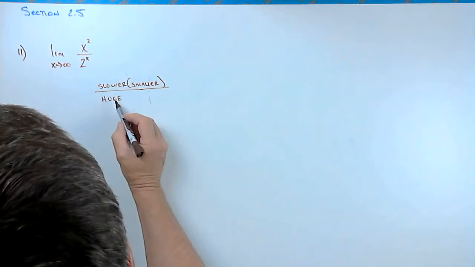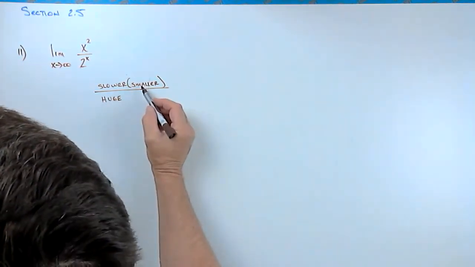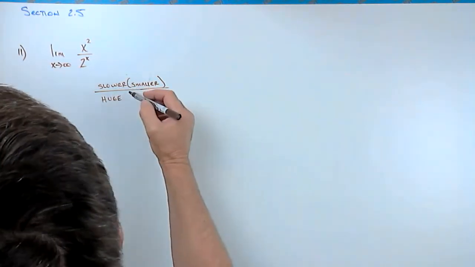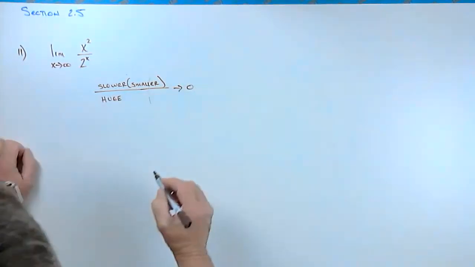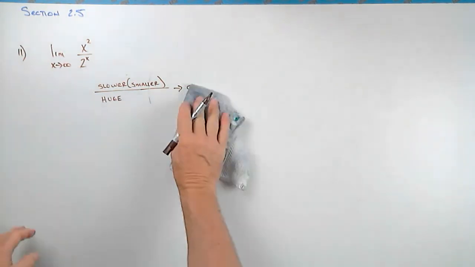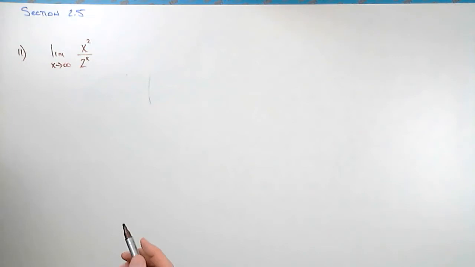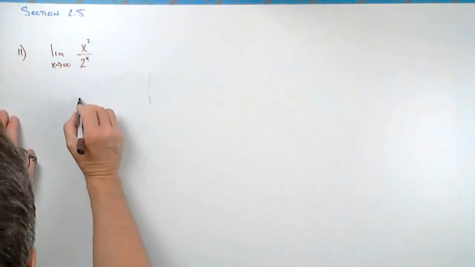And if the denominator is huge and the numerator is smaller, and it keeps getting bigger in the denominator over and over again, then this is going to approach 0. This is what they want us to investigate. They want us to investigate which of these functions is going to grow faster.